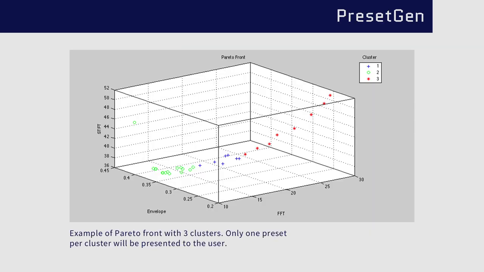In PresetGen, the evolution stops when no improvement has been seen on the Pareto front for a certain number of generations. The Pareto front is then clustered in a small number of clusters, and only one individual per cluster is returned. This means that for a given target sound, several radically different presets using different sound engines can be returned by the system. Here are some examples of results.